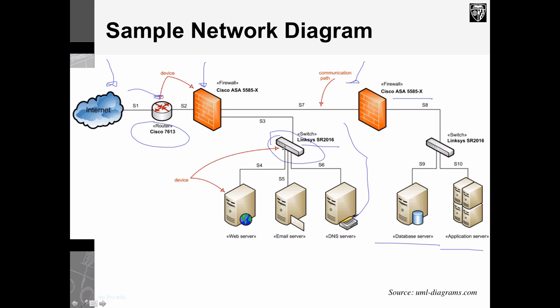SR2016 switch. We also see the labels S7, S3, S4, S1 through S10, and these are called communication paths or segments. The network teams or network architects design the networks so that they have rules to protect each of these segments. So every segment or every communication path has to be protected. We need to have certain rules for each of these segments. So this is how a typical network diagram would look in a company.